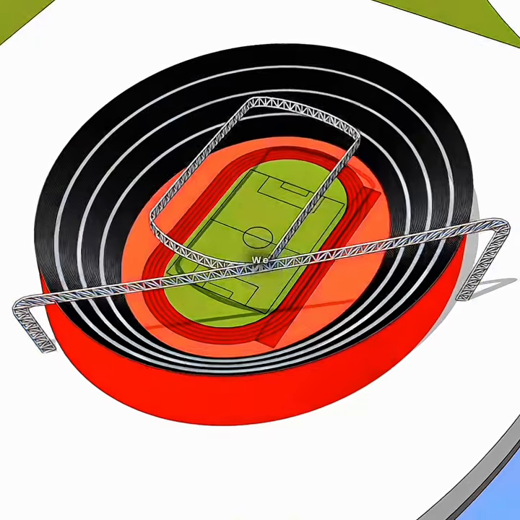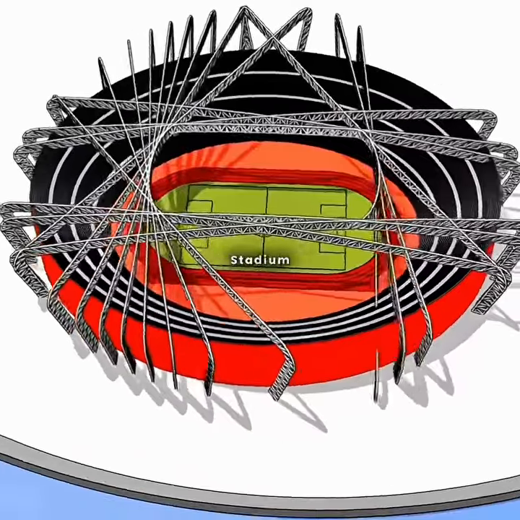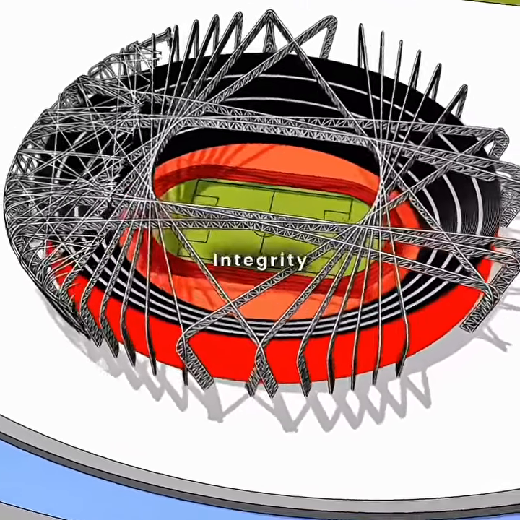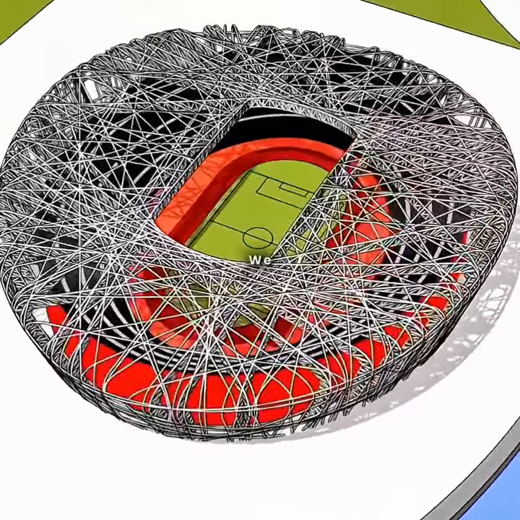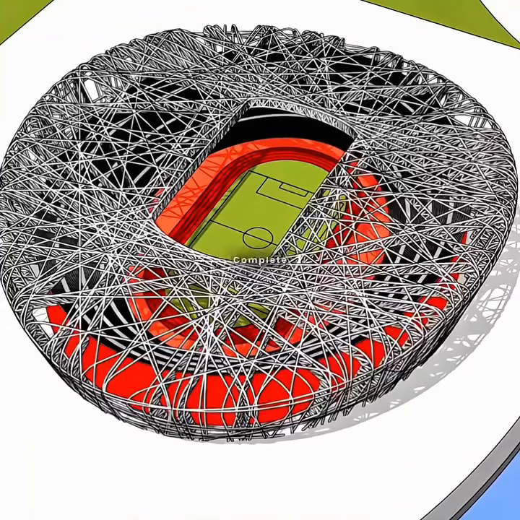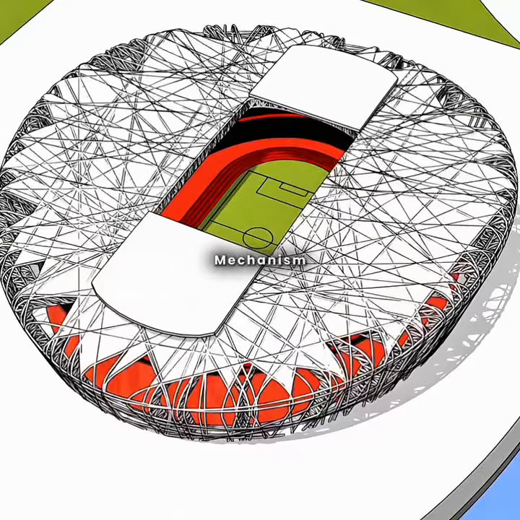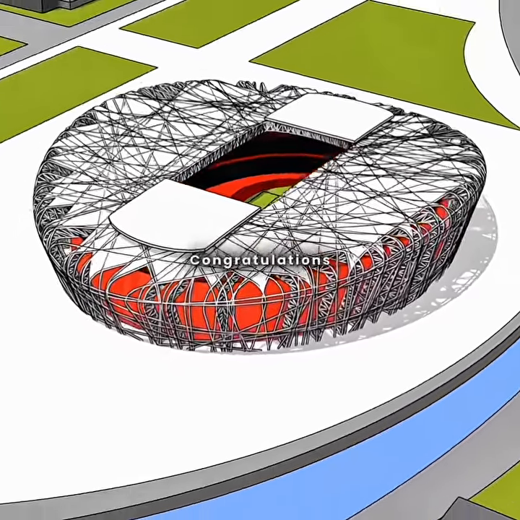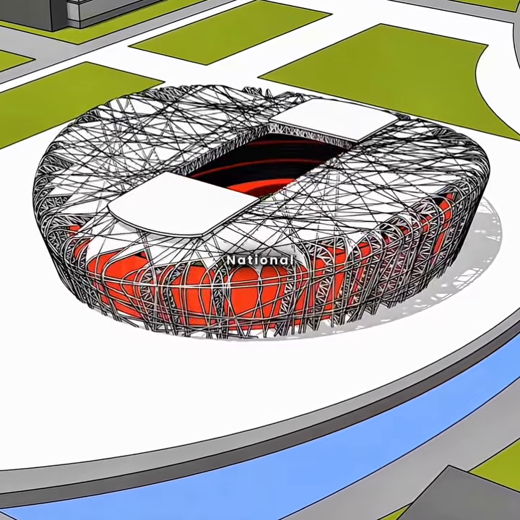In principle, if we densely arrange such frames all around the stadium and increase overall structural integrity with transverse steel members, we can weave the individual portal frames into a complete three-dimensional spatial structure. Finally, we install the retractable roof mechanism and cover it with a membrane. Congratulations, you've just designed the Beijing National Stadium.